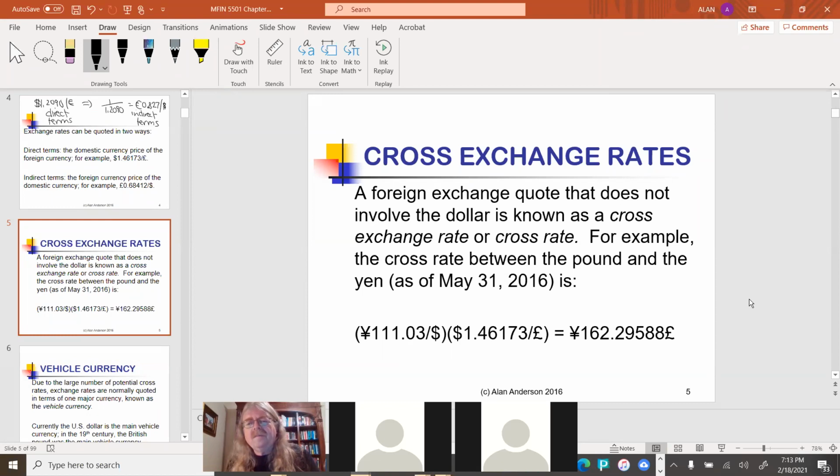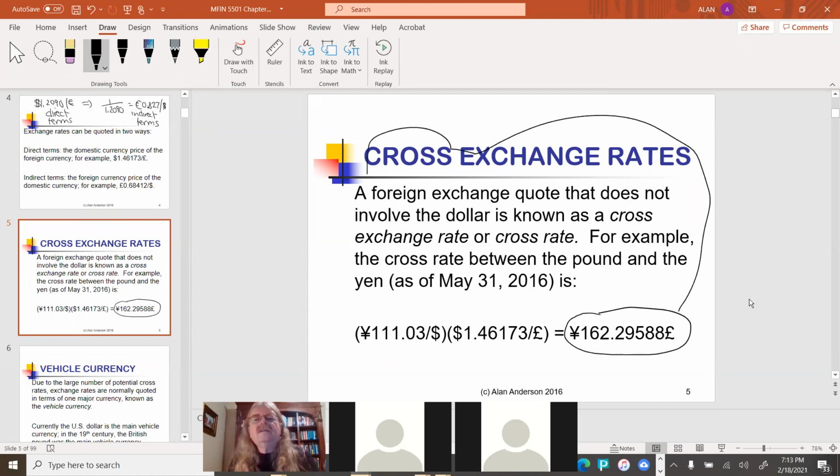Now, where did this come from? What they've actually done is they've taken the yen dollar quote and multiplied it by the dollar pound quote to come up with this number, which is known as a cross exchange rate, because the dollar does not appear in there. Although indirectly it does, because that's where these numbers come from. Okay, that's all it is. It's just a combination of these two quotes.